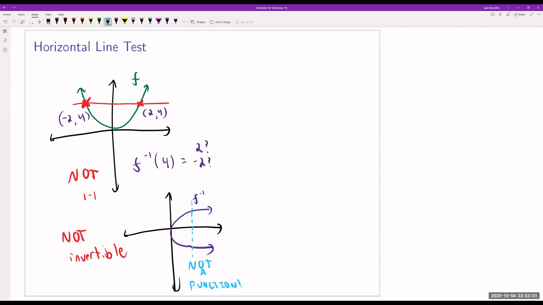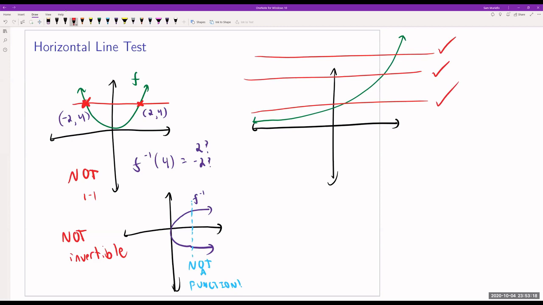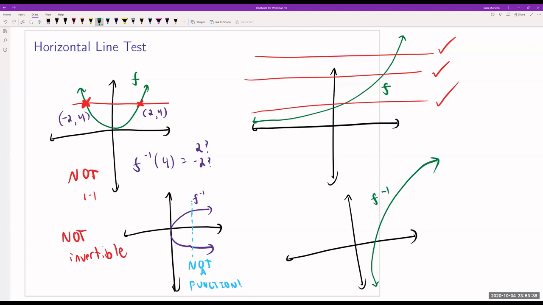An example of a function that would work would be something a little bit like this. In this case, every single horizontal line I can think of is perfectly good. Each one only crosses through my function once. It's okay that there are some horizontal lines at the bottom that don't pass through the function at all. It just has to pass through the function either once or never. If this was my original function f, then the graph of f inverse would look like this. And that appears to be a function. No issues with the vertical line test.